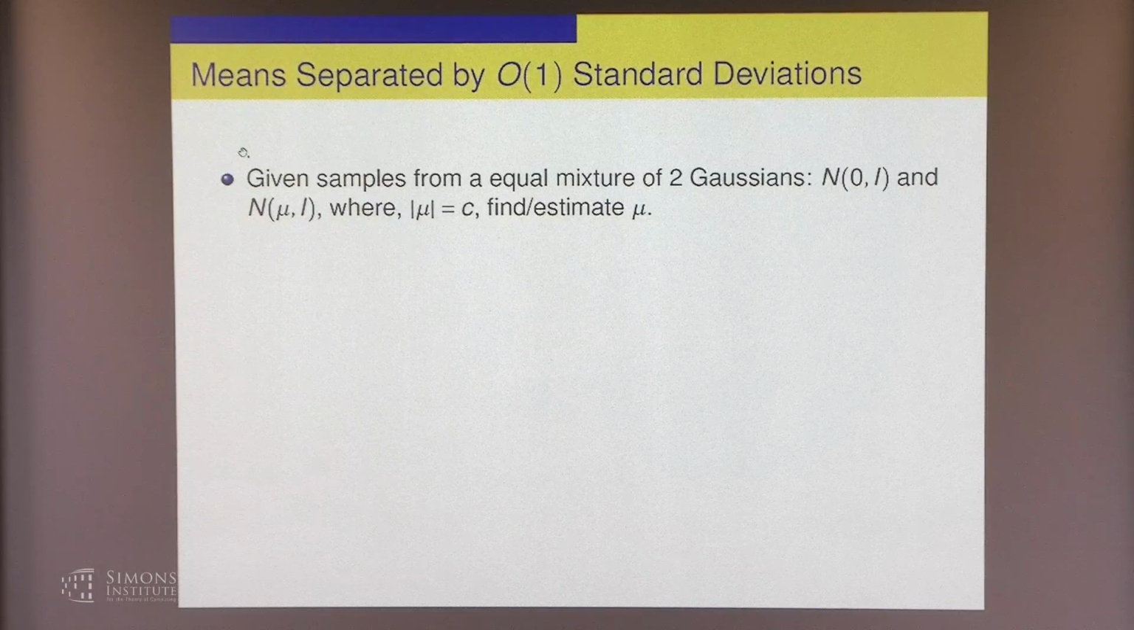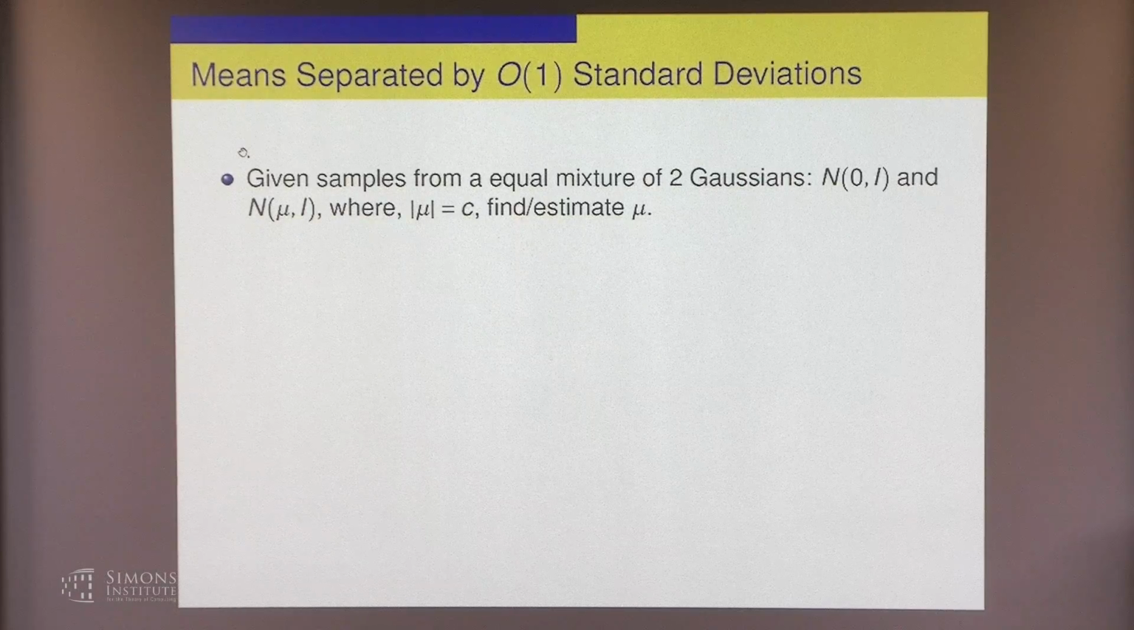This is going to be a bit of a theme for a few slides, so it's good to remember. Let's say I'm given samples from an equal mixture of 2 Gaussians, one normal with zero mean and identity covariance, in high dimensional space, and the other with mean mu, where the length of the separation between the means is constant. So now the standard deviation is constant in each direction, since I is the variance-covariance matrix, and I'm assuming the means are separated by a constant number of standard deviations.